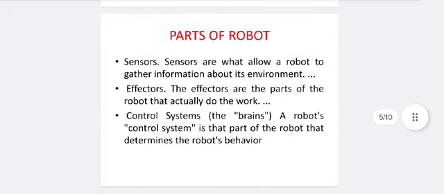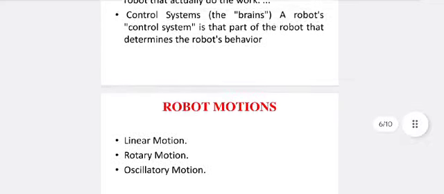Parts of robot. Sensors are what allow the robot to gather information about its environment. The effectors are the part of the robot that actually does work. Control system, the brain. The control system is the brain of the robot. A robot's control system is that part of the robot that determines the robot's behaviors.